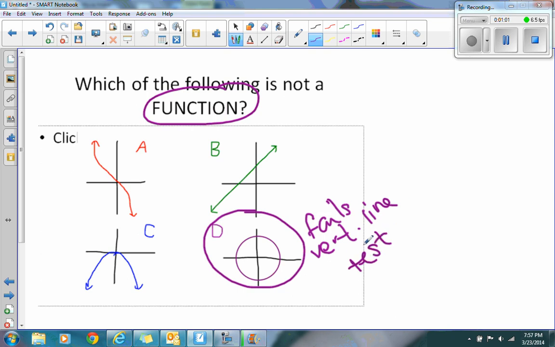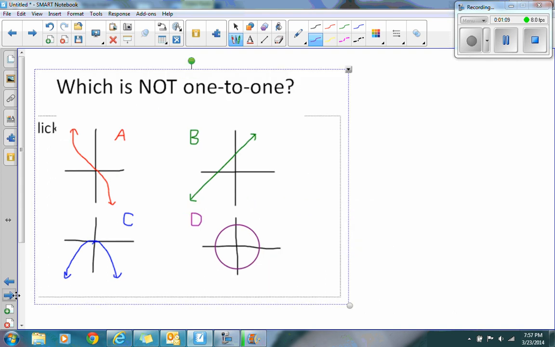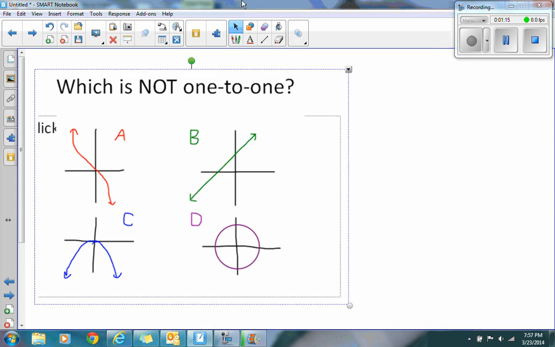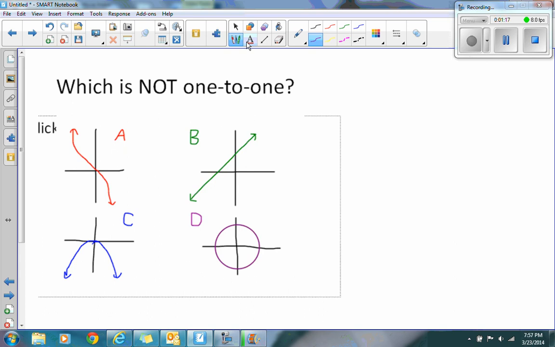This tablet I have is very hard to write on, so I'm sorry that it's going to be sloppy. So it fails the vertical line test. However, if we move on to the idea that we covered in section 4.1, if we're trying to decide whether or not it's one-to-one, that is where we actually draw our horizontal lines.